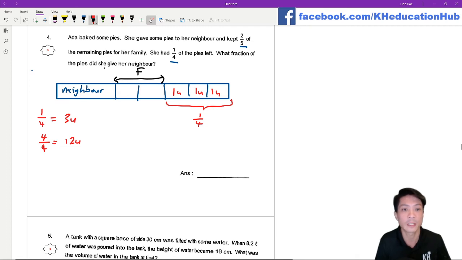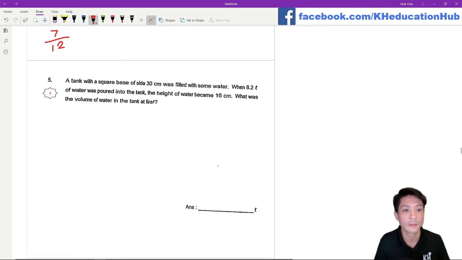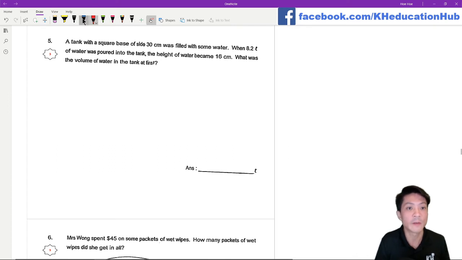Okay, what fraction of pies did she give to her neighbor? So if this is all 1 unit, right? This is altogether 5, that means 12 units minus 5 is gonna give you 7 units, which means that it is 7/12. Move on to question 5.